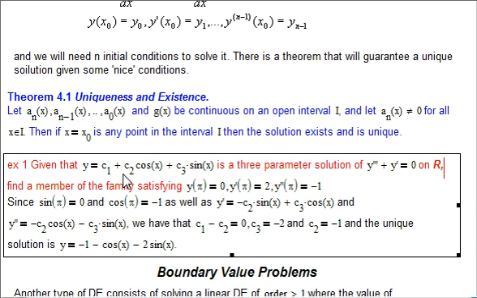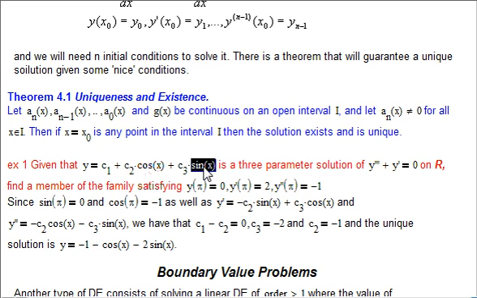Since sine of pi equals 0, this part is 0, and cosine of pi is -1, so from this initial condition, y of pi equals 0, we have 0 equals c1 minus c2. We also have y prime, so we've got c1 minus c2 equals 0.